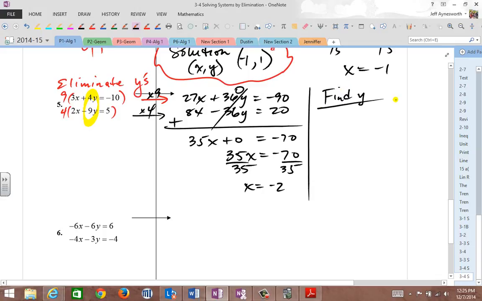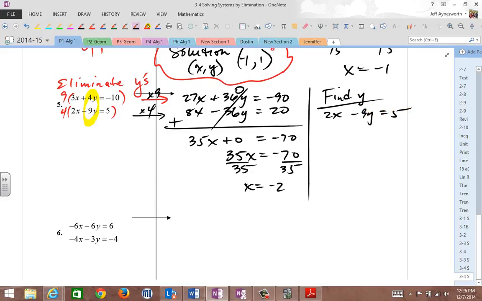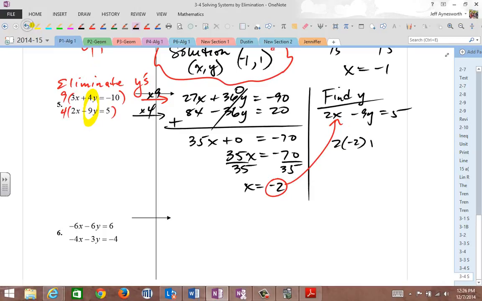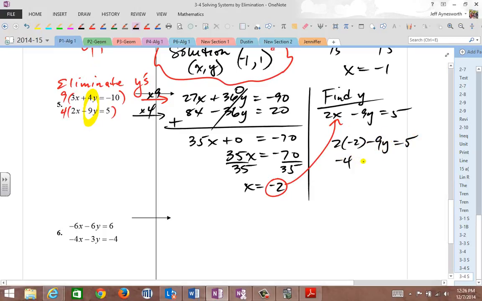Once you find one of the variables, you got to find the other one. So I'm going to use the second equation: 2x minus 9y equals 5. I want to take this x value now and substitute it in for x. All right, so what do we have? We have 2 times negative 2 minus 9y equals 5. That gives me negative 4 minus 9y equals 5.